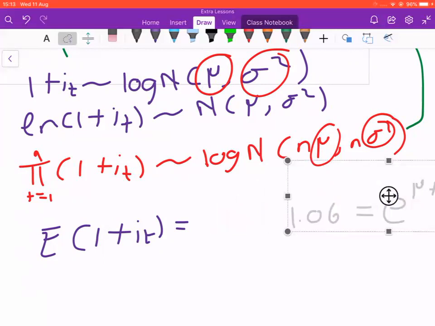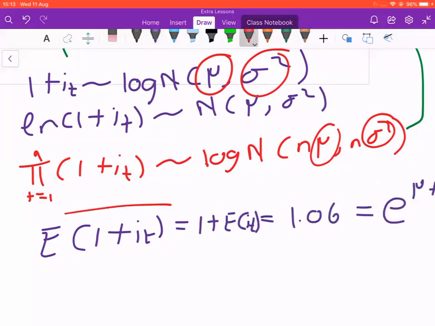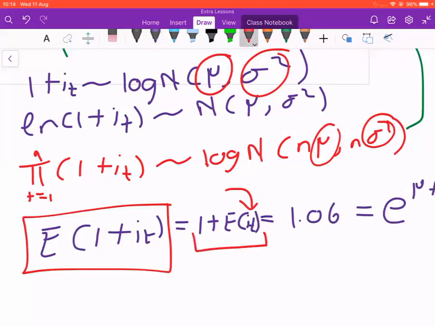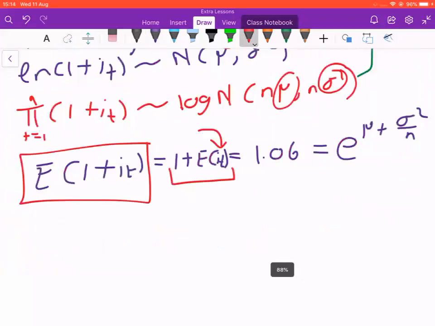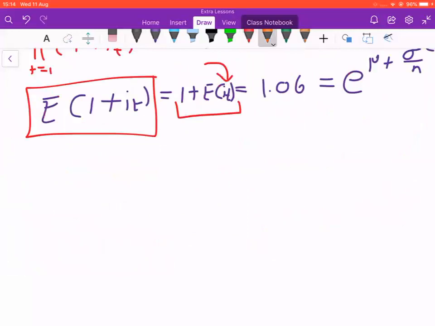You can also say that whether you are given the expectation of 1 plus i or only the expectation of i, you can just add 1 and then equate it into the equation. So this one is not always 1.06, for example.